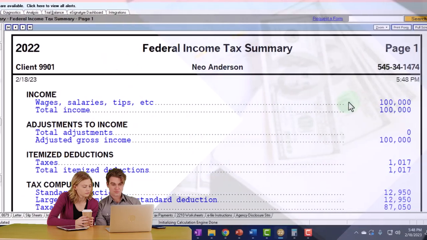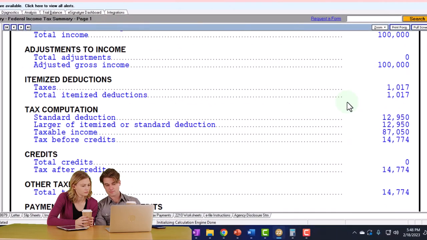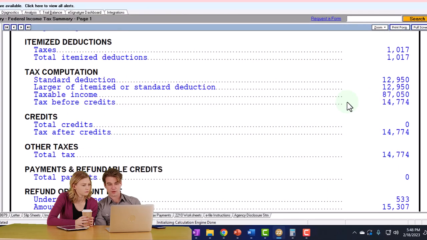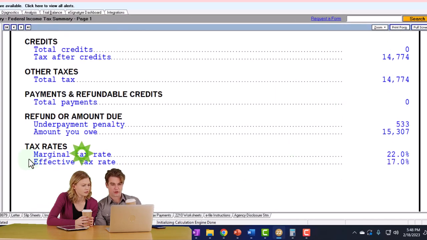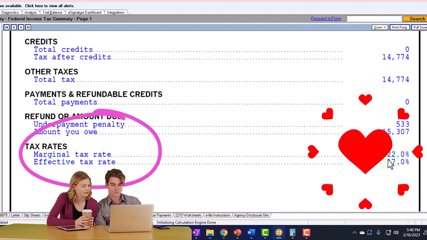And so it's got the same kind of income statement type of calculation, but then down at the bottom, it gives us the marginal tax rate, which is the highest tax rate, and the effective tax rate, which is going to be the average tax rate. So that's what we're focused in on here.